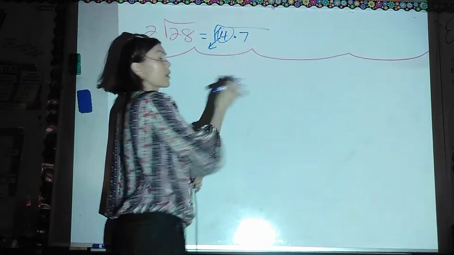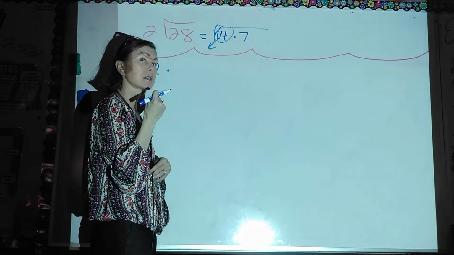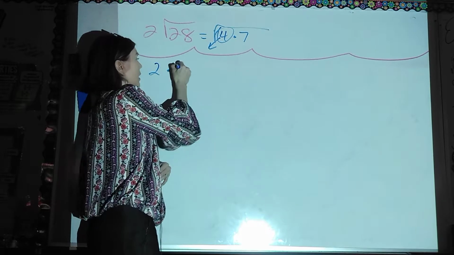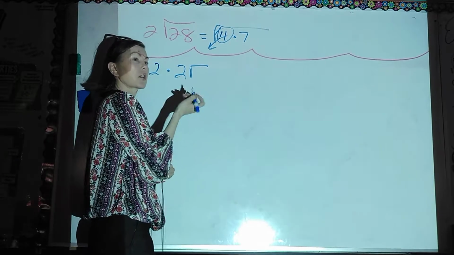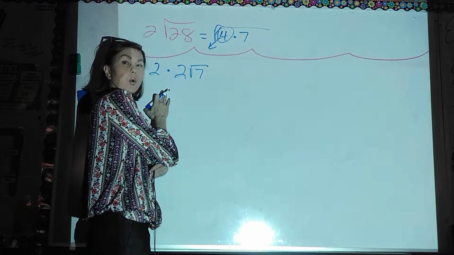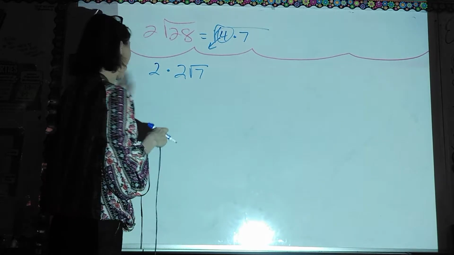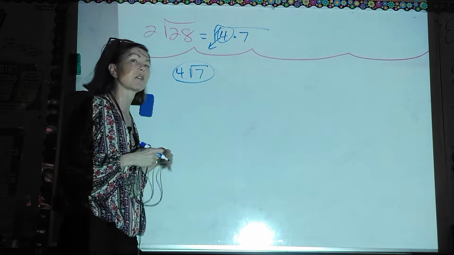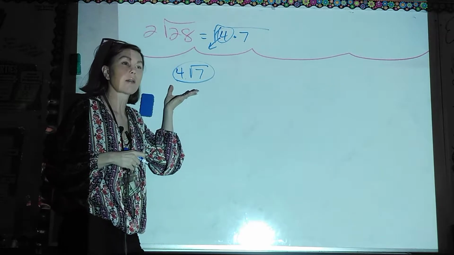Circle the 4, draw the arrow to symbolize for yourself that you're pulling out the square root. So the square root of 4 is 2, and what's still left over under the radical? 7. Are we done? No. We have to do this here in front. What times what? 2 times 2 is 4. So our final simplified answer of 2 radical 28 is 4 radical 7.